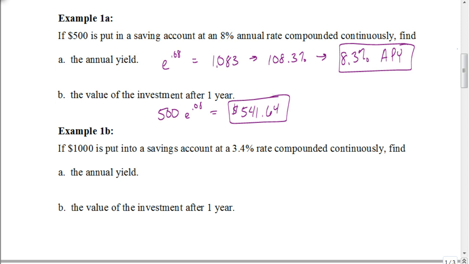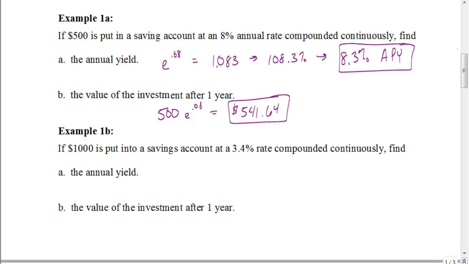Now you might think, well, you're never going to have a time where a bank's going to give you 8% compounded continuously. Well, the point of this is that it gives us a good estimation. Because if we were to compound it, even if it was compounded quarterly or monthly, it's going to be pretty close to $541 at the end of a year.